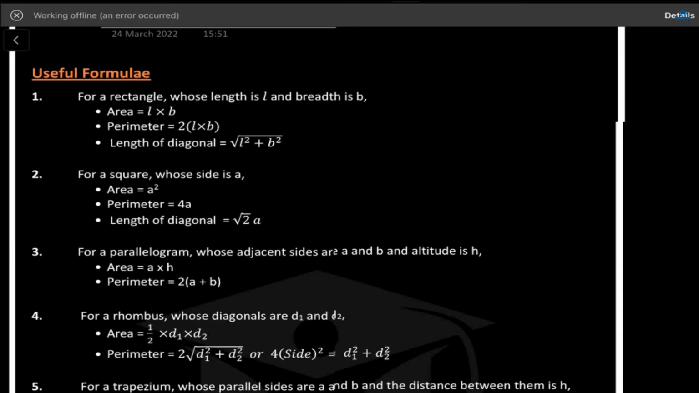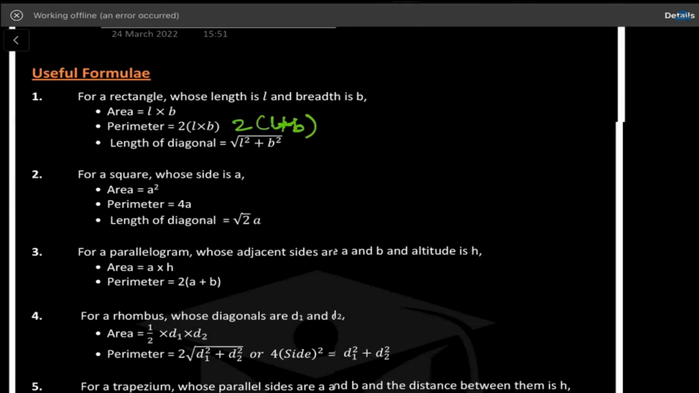The perimeter will be 2 into L plus B. Not L into B, it will be 2 times L plus B. The length of the diagonal is root of L square plus B square.